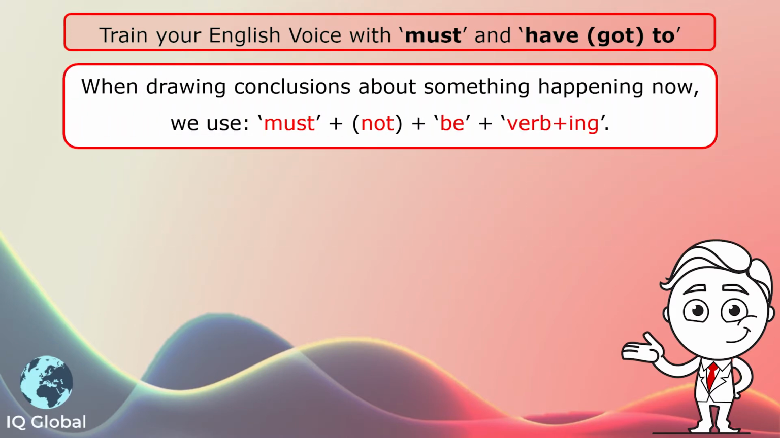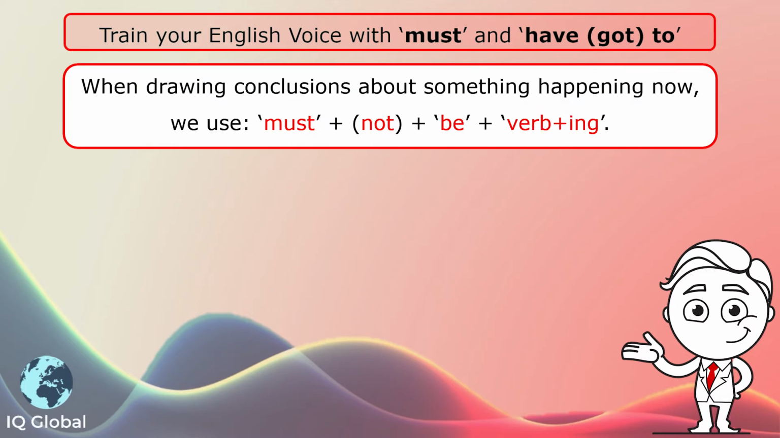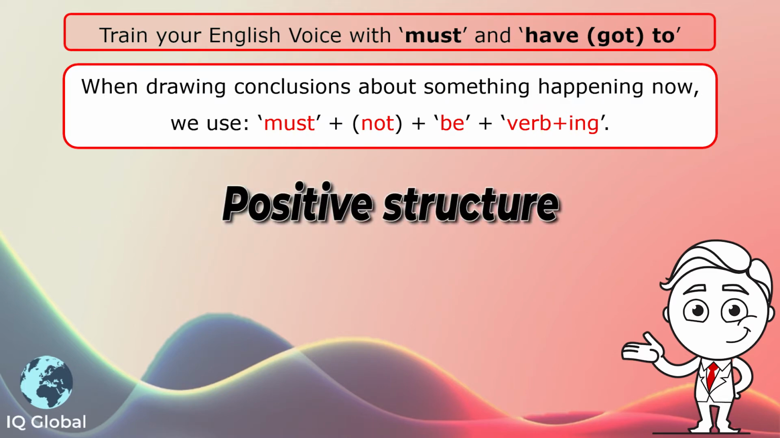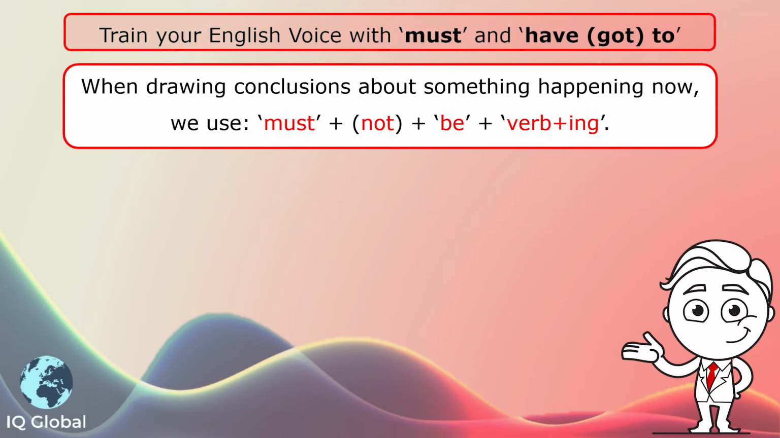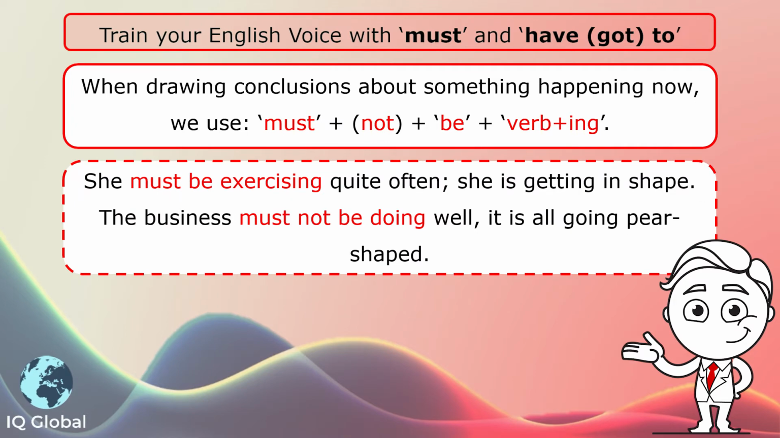We also use must when we are drawing conclusions about something that's happening now. And the structure for this, for a positive sentence, is must plus be plus the verb, and we add ing to the verb because it's happening now. For example, she must be exercising quite often. She is getting in shape. What's the conclusion that we've drawn? That she's exercising. She must be exercising. How do we know? Because we can see she's getting in shape.